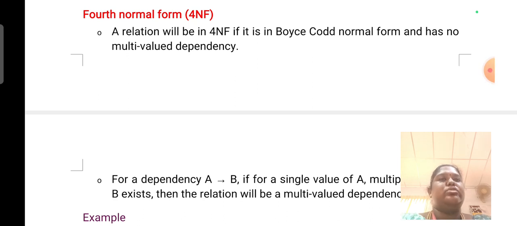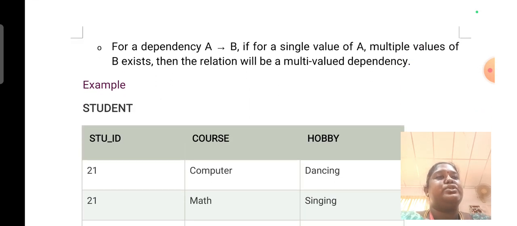Now we are continuing my previous video on 3NF and BCNF. Now I'm continuing with 4NF and 5NF. 4NF means the relation will be in 4NF if the given table is in BCNF and has no multi-value dependency. For a dependency A tends to B, if for a single value of A, multiple values of B exist, then the relation has a multi-value dependency.